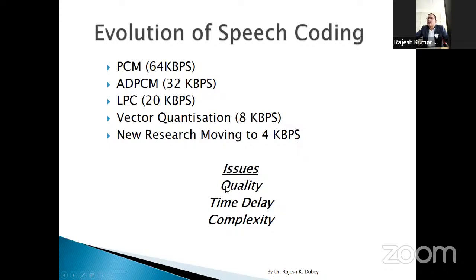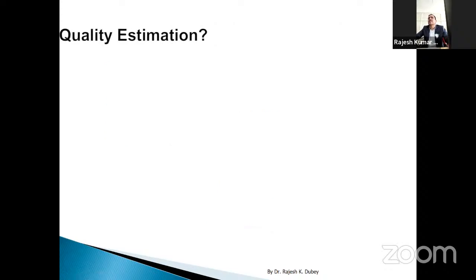But the issues are quality, because when you reduce the bitrate, quality is affected. There may also be time delay, and complexity will be more. So these are the issues of speech coding. This is a brief idea about speech coding.